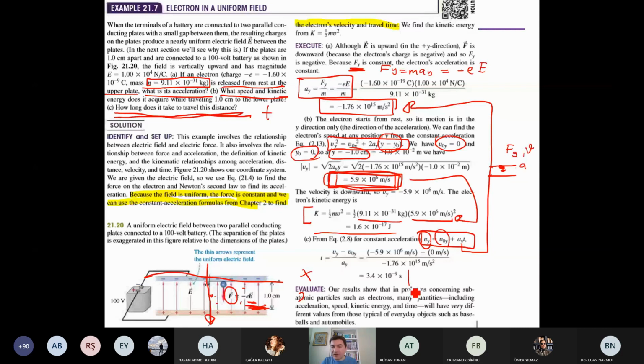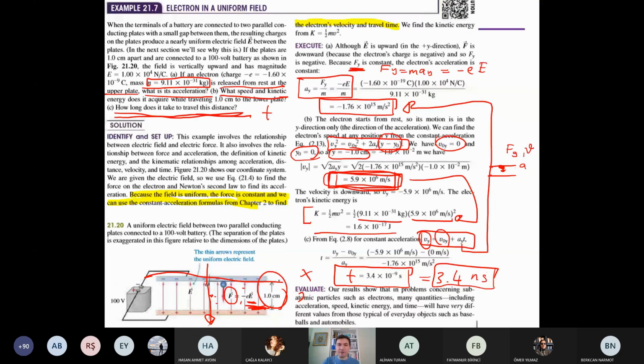3.4 times 10 to the minus 9 seconds, or nanoseconds. Okay, 10 to the minus 9 seconds, or 3.4 nanoseconds. It is a very short time. Within nanoseconds, this electron can travel this distance under this electric field. So you can understand from this solution that for subatomic particles, for electrons, for protons, for other subatomic particles, the electric force is much bigger and produces much bigger effects compared to the gravitational force.